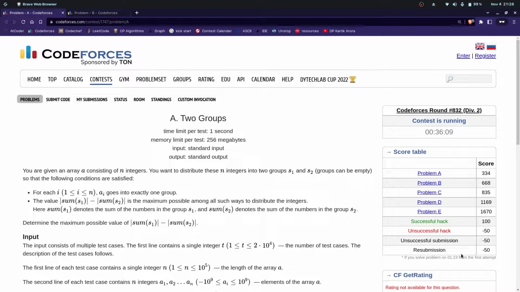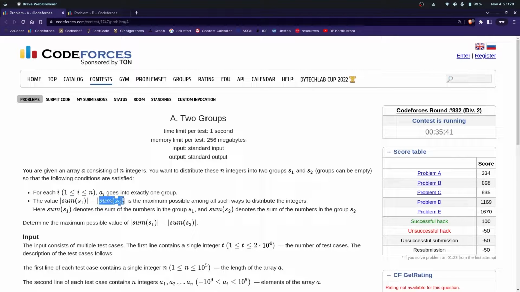Now this particular problem says that we have been given n integers and we have to divide those n integers into two groups, S1 and S2, such that each of those values should belong to exactly one group and the groups can be empty. So if one of the groups is empty, then the other group should contain all the n integers, right?